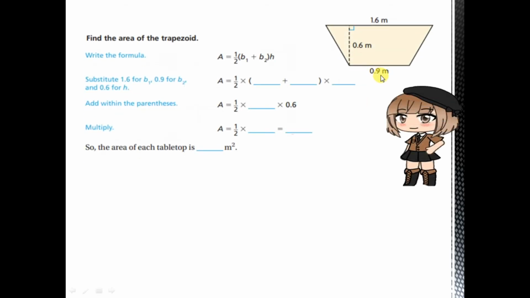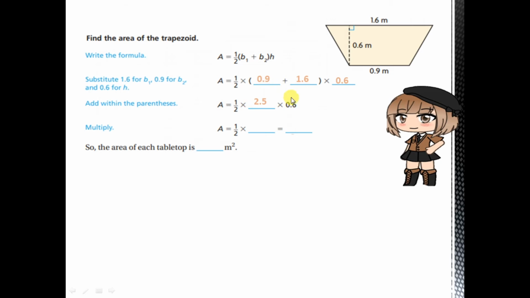This trapezoid has two bases. Base number 1 is 0.9, base number 2 is 1.6 meter, and the height is 0.6 meter. So all dimensions are here. To get the area, write the formula: A equals half times (B1 plus B2) multiplied by H. So put the numbers: B1 is 0.9, B2 is 1.6, sorry, and H is 0.6. First, solve the parentheses. We add 0.9 plus 1.6, it will be equal to 2.5.